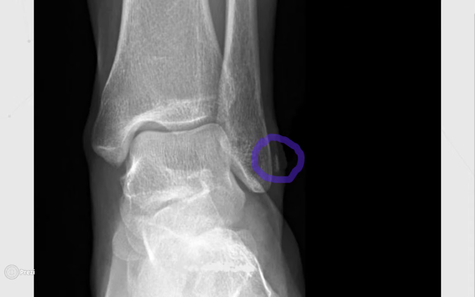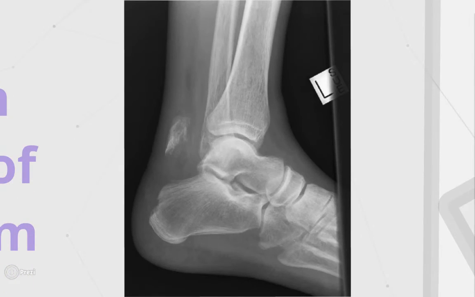Avulsion fractures of the calcaneal tuberosity result from pulling of the Achilles tendon. This can occur in forced dorsiflexion of the foot during a fall, as gastrocnemius and soleus muscles contract.